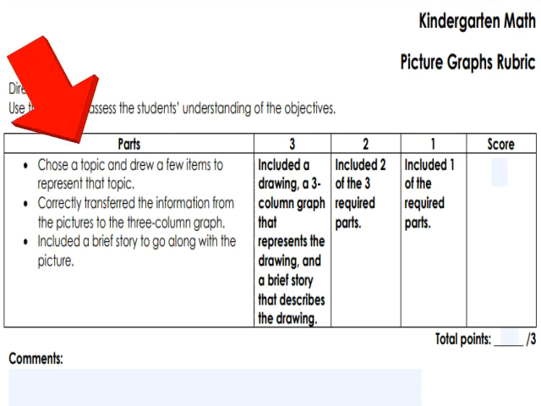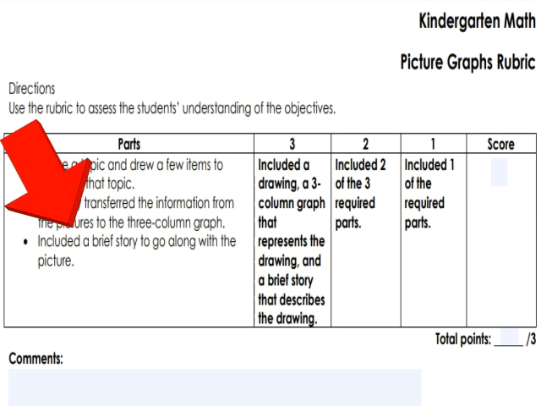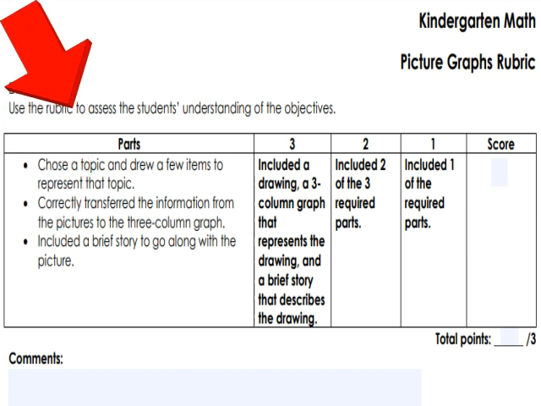On my rubric, I see the parts I need to include would be: the student chose a topic and drew a few items to represent that topic. The student correctly transferred the information from the pictures to the three-column graph. And the student included a brief story to go along with the picture. That sounds like a lot of information to include.